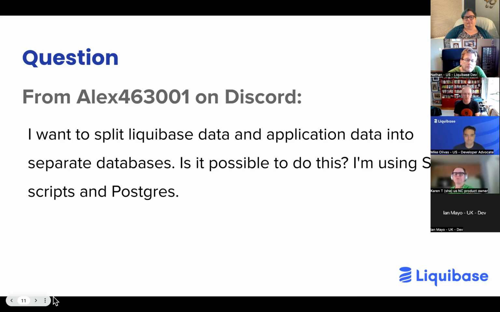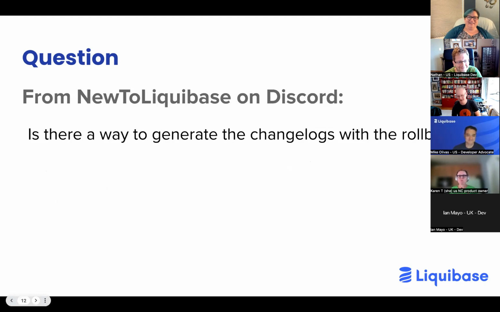So this question is from Alex463001 on Discord. He says, I want to split Liquibase data and application data into separate databases. Hey, this sounds familiar. Is it possible to do this? I'm using SQL script and Postgres. So I guess this is exactly the same thing we just answered. So please see five minutes ago, and you have your answer.